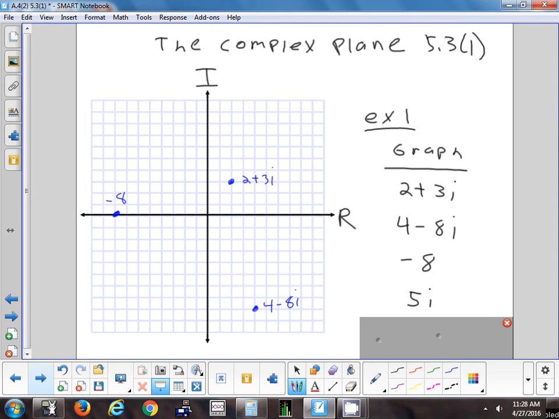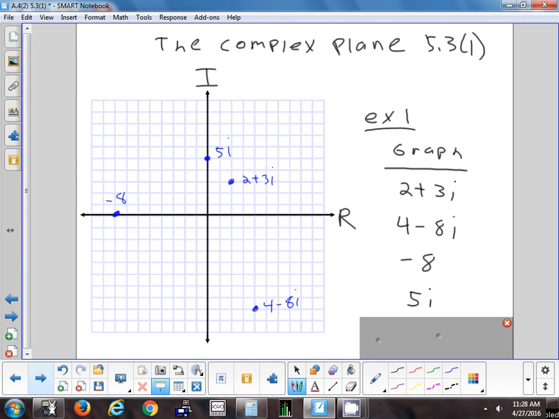Good. And Hunter, how about 5i? You go up or down 0 and, oh no, you go over 0 and up 5? Yeah, we don't go left and right because there's no real part. Okay, the real part in 5i is 0. The imaginary part is 5. So we go up 5. Okay, and that's graphing in the complex plane.